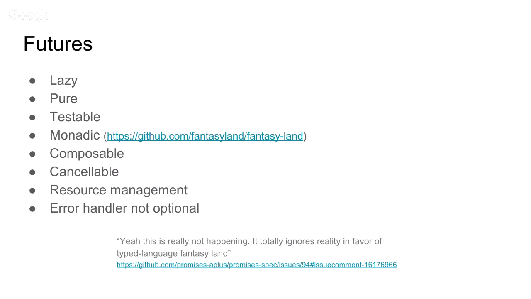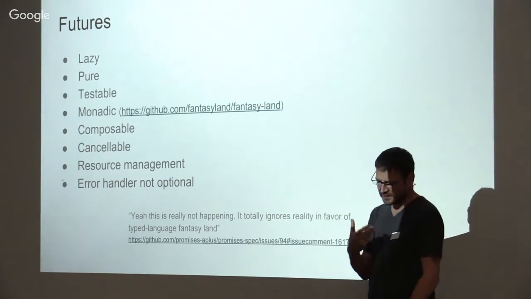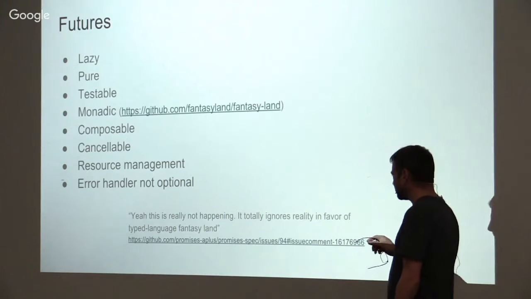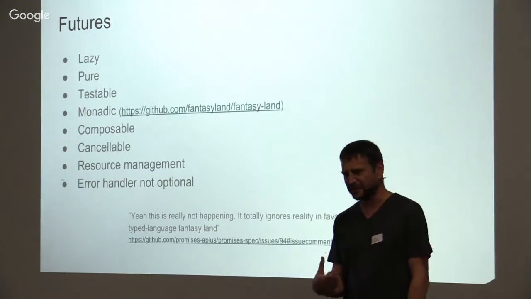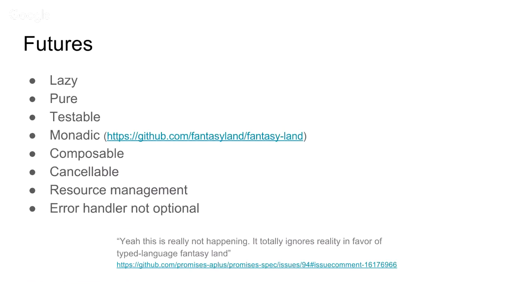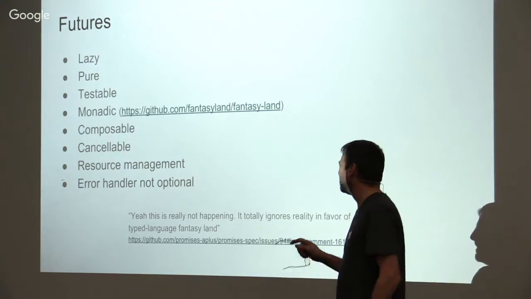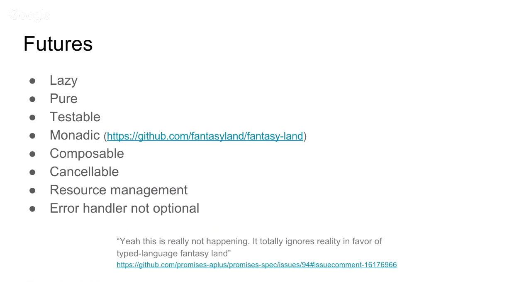This quote here is actually really interesting. So we talked earlier about how promises were pulled out of Node, then put into JavaScript. The Promises A+ spec, which is what came out of that exercise, somebody wanted to say, why don't you use futures instead of promises, because futures are much more functional and it would be really nice to do it properly rather than not properly. And then the creators of Promises A+ said, yeah, this is really not happening. It totally ignores reality in favor of hyped language fantasy land. And that's where the name Fantasy Land came from. And the whole Fantasy Land specification is based on this, which is really interesting.